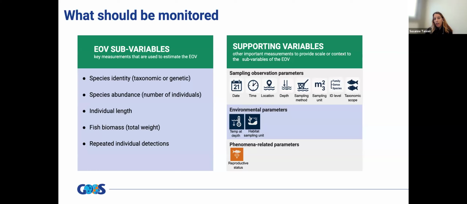We also need environmental parameters such as temperature at sampling depth and habitat characteristics within the sampling unit, and when relevant, phenomena-related parameters that capture life history events like reproduction. But what kind of ecological signals are we actually trying to detect? Next, please.